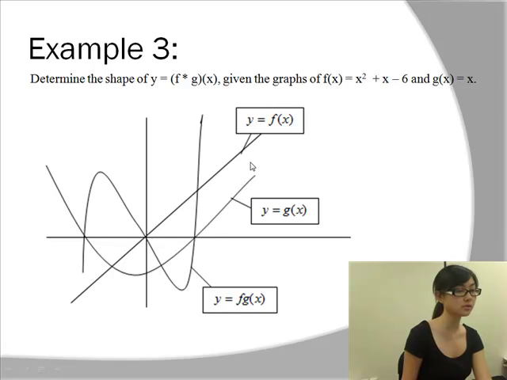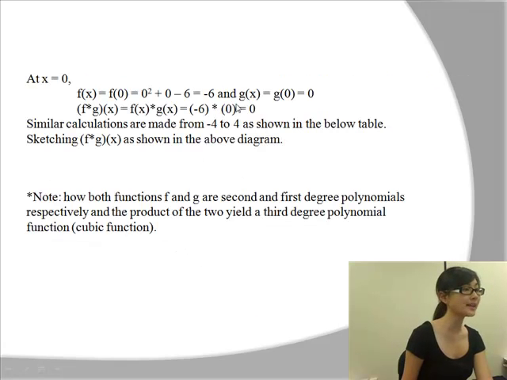How do we do that? Well, we know that anything times 0 equals 0. So at the point where we have f of x equals 0, it doesn't matter what g of x is, f times g of x will be equal to 0. So one point is at x equals 0, f of x equals negative 6, but g of x equals 0. So it doesn't matter what f of x is, f times g of x will be equal to 0 because negative 6 times 0 equals 0.